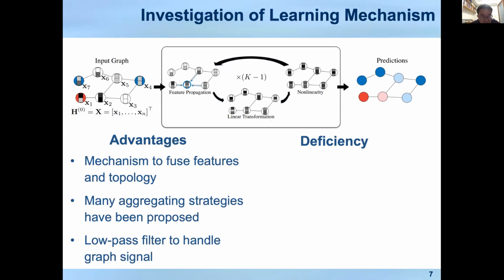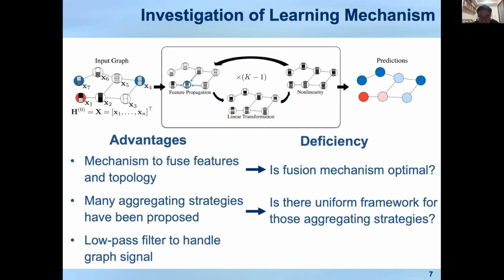From the above analysis, we can find that the GNN has some advantages. However, there are some corresponding deficiencies. Firstly, the GNN provides a good mechanism to fuse features and topology. However, is the fusion mechanism optimal? Secondly, many aggregating strategies have been proposed. However, is there a uniform framework for those aggregating strategies?